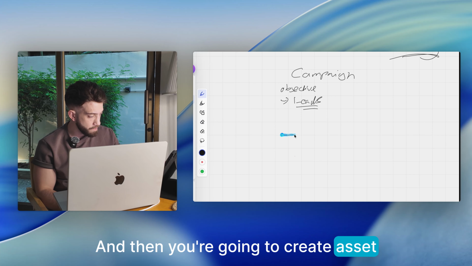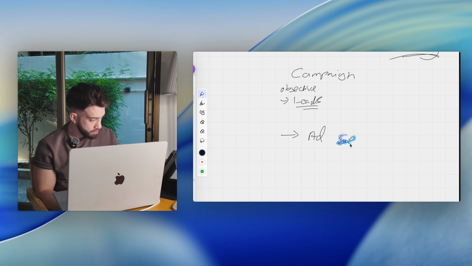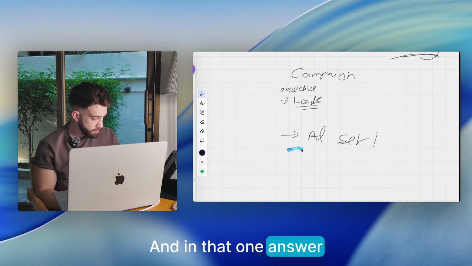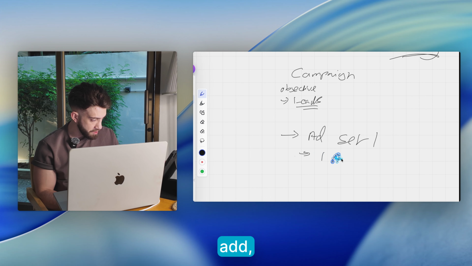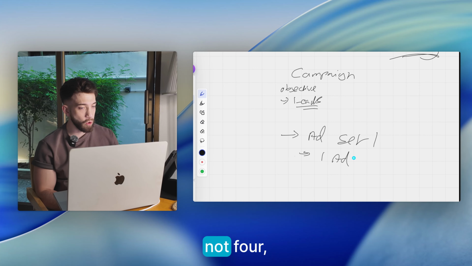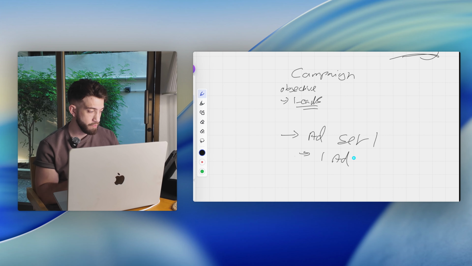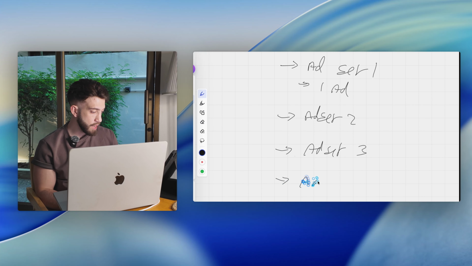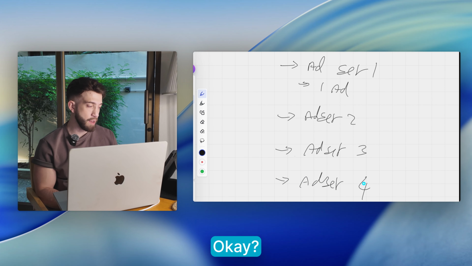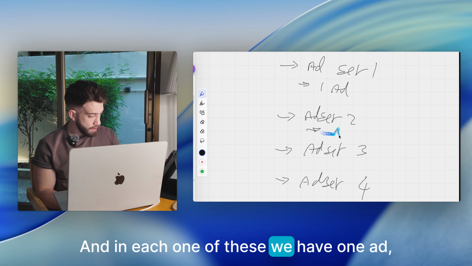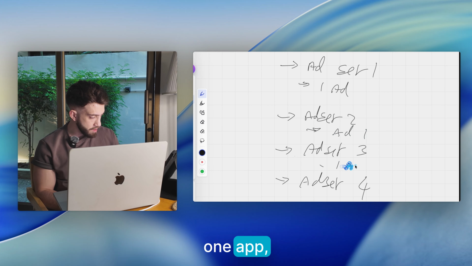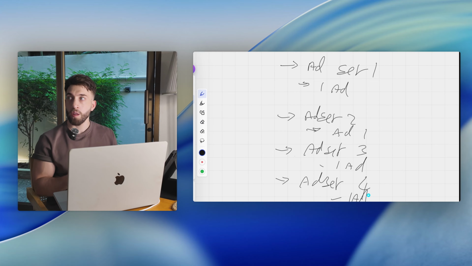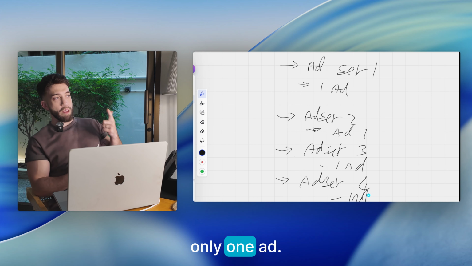And then you're going to create an ad set. One ad set, just one. And in that one ad set, you're going to put one ad. Not two, not three, not four, one. Just one. And then you get another ad set 2, ad set 3, ad set 4. Okay? And in each one of these, we have one ad. In each ad set, only one ad.